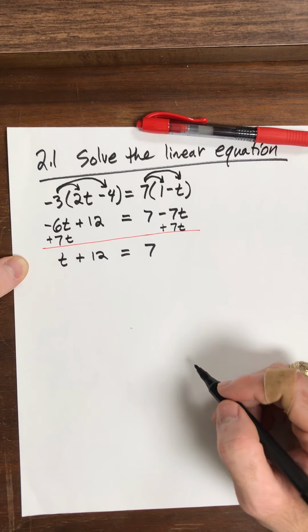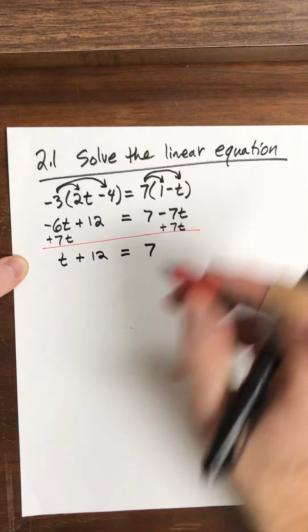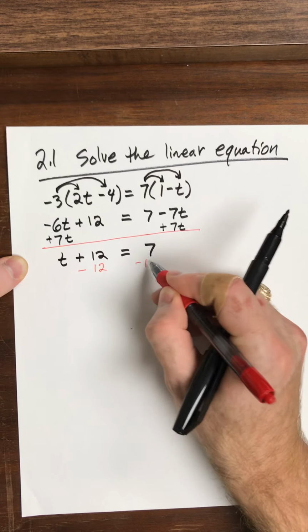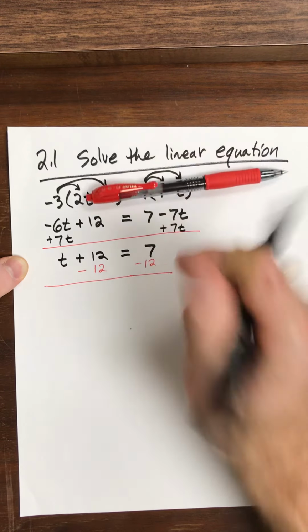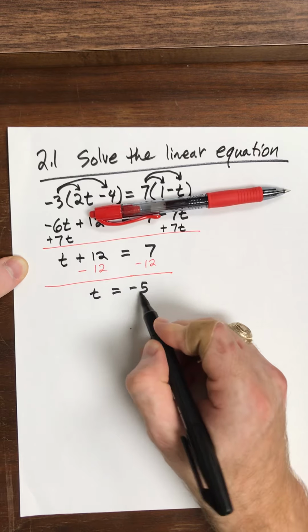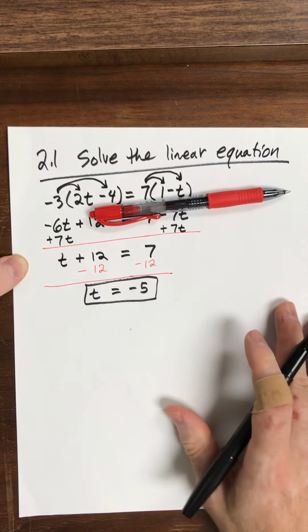Now, in order for me to get all my numbers on one side, now I got to move this 12. So the opposite of adding 12 is subtracting 12. So I subtract 12 from both sides. What do I get? I get t equals -5. And this is my answer right here.